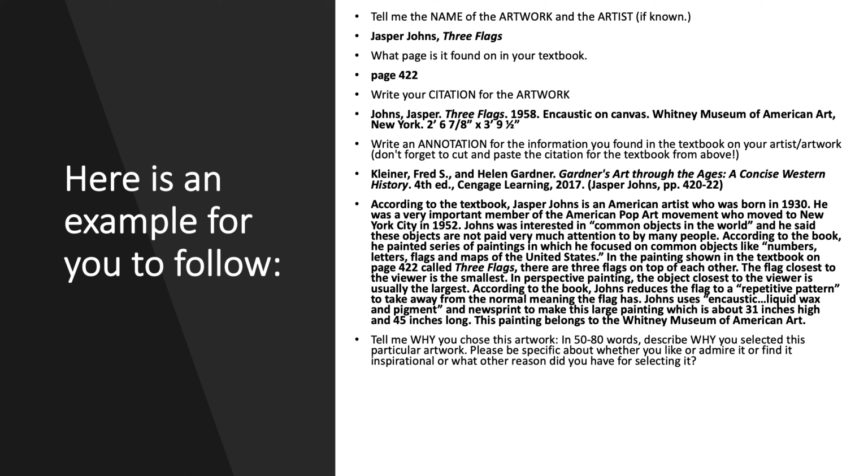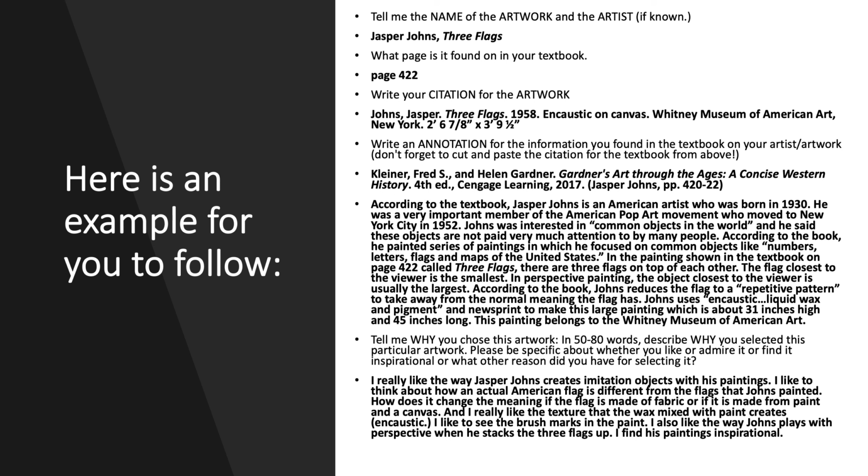And then tell me why you chose this artwork. And I said I really like the way Jasper Johns creates imitation objects with his paintings. I like to think about how an actual American flag is different from the flags that Johns painted. How does it change the meaning if the flag is made of fabric or if it's made from paint and a canvas? And I really like the texture that the wax mixed with the paint creates.